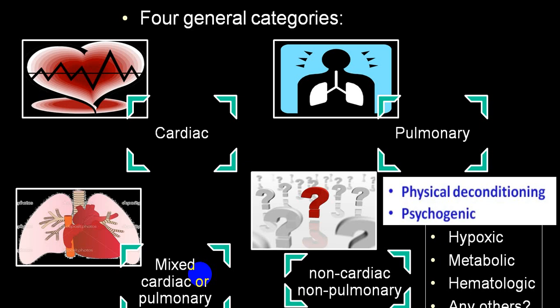Now, as far as the etiology is concerned, we commonly divide it into four big groups: cardiac, pulmonary, and a cardiac plus pulmonary mix. Sometimes the person can have both elements together. And the fourth group, we call non-cardiac, non-pulmonary, which will include hypoxic, metabolic, hematological, miscellaneous, physical deconditioning, and psychogenic. All these groups will be included in non-cardiac, non-pulmonary.